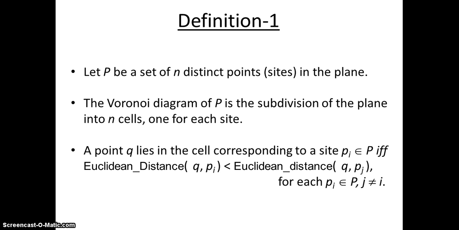From the point of view of the patient, the point Q lies in the cell corresponding to a site Pi, an element of capital P, if and only if the Euclidean distance, that is the normal scale distance, between Q and Pi is less than the Euclidean distance between Q and Pj for each distinct Pj, where Pi and Pj are elements of P.